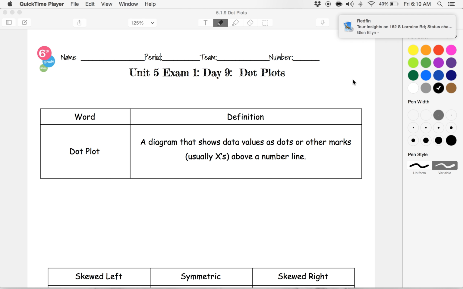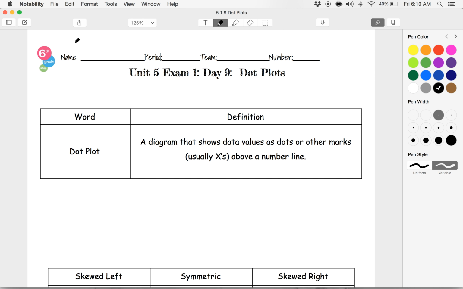So, happy Friday. Today, we're going to start talking about something called a dot plot. So, grab your notes. Remember, make sure you put your name on the top of them. Let's get started talking about dot plots today.